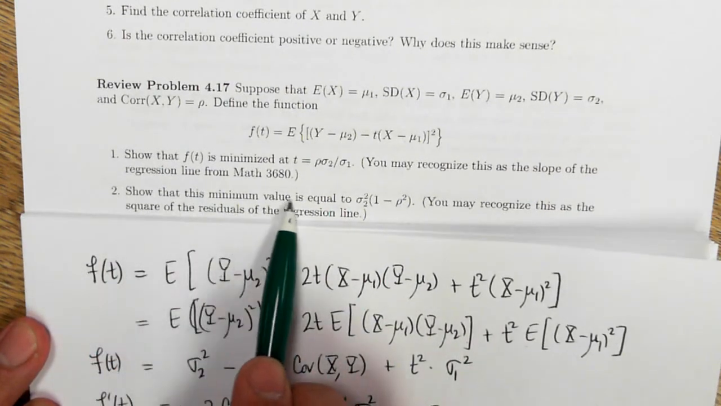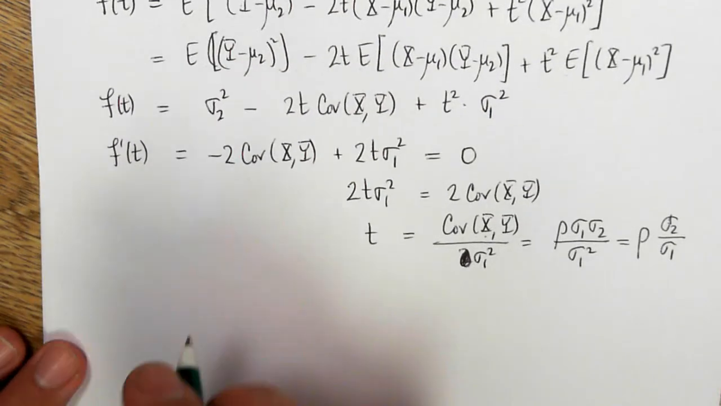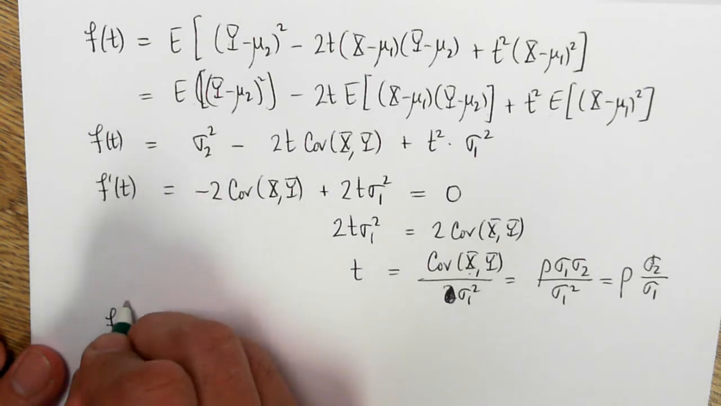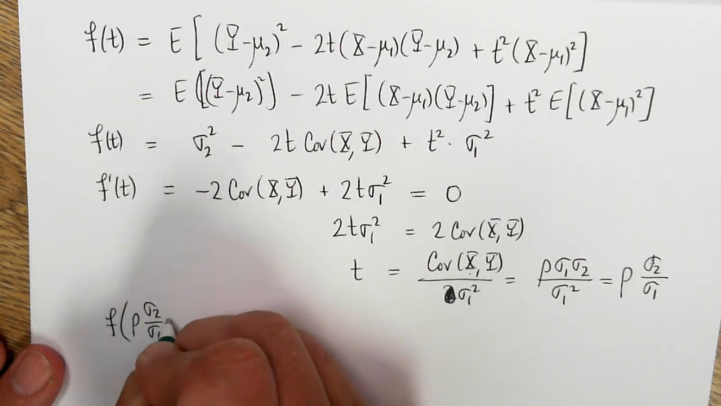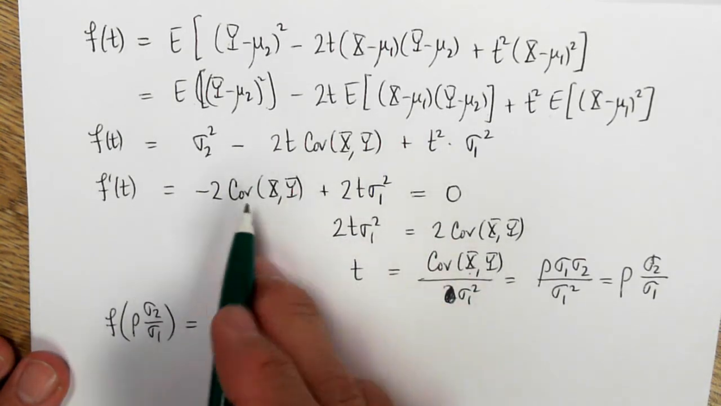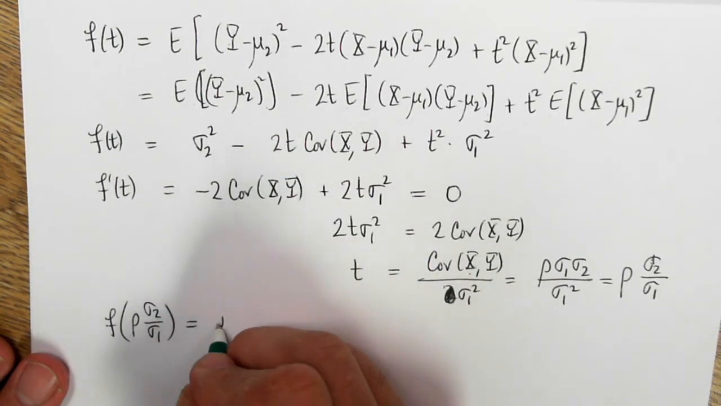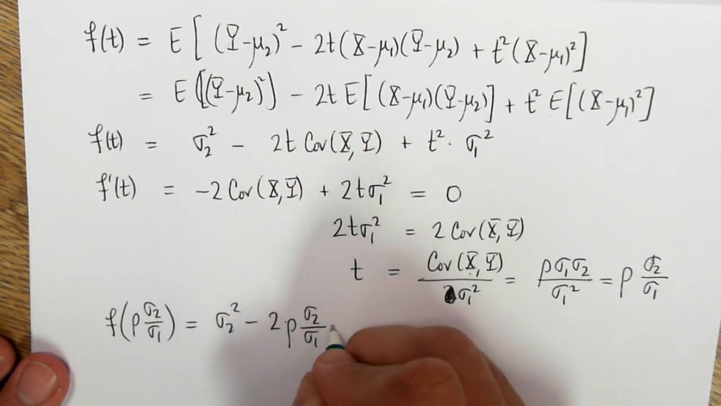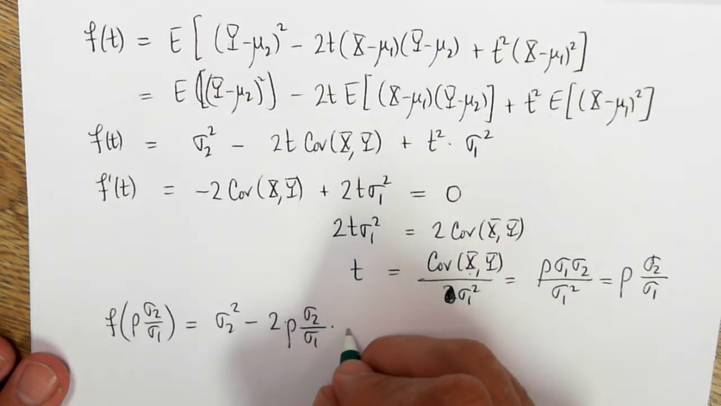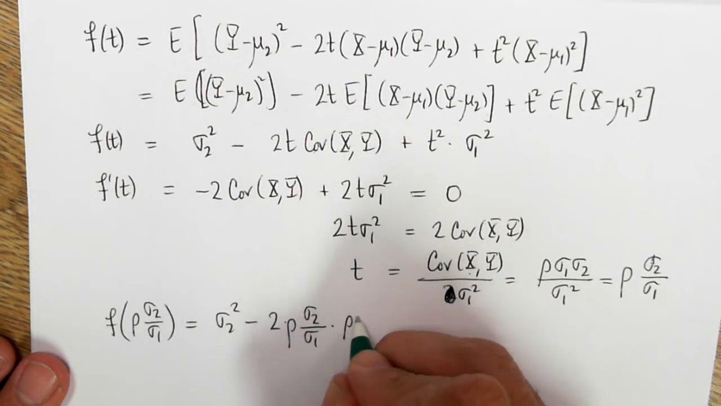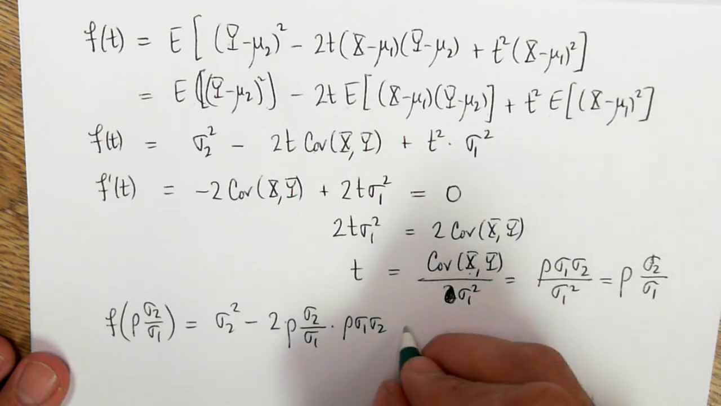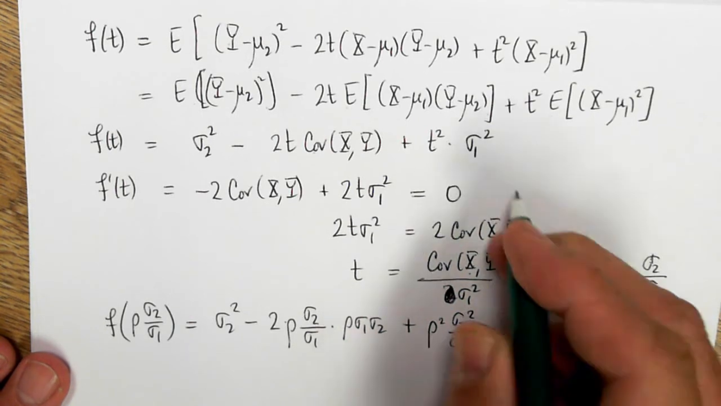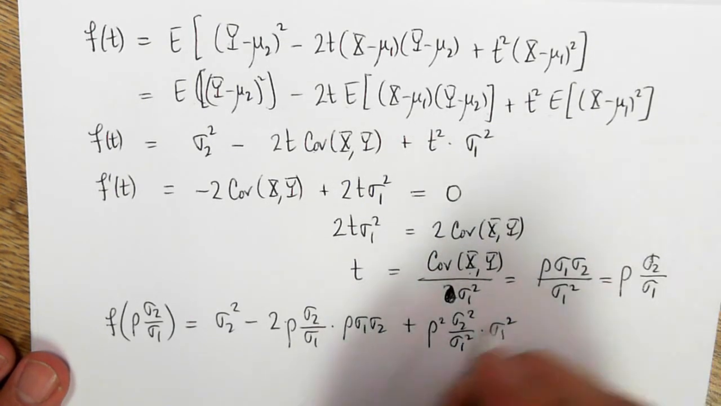Okay, number 2, let's calculate that minimum value. So let's actually plug in f of rho sigma 2 over sigma 1 and see what we get. I'll plug into this line right here: sigma 2 squared, minus 2 times rho sigma 2 over sigma 1 times the covariance of x and y, and the covariance I know is rho times sigma 1 times sigma 2, plus t squared, rho squared sigma 2 squared over sigma 1 squared, times this sigma 1 squared.